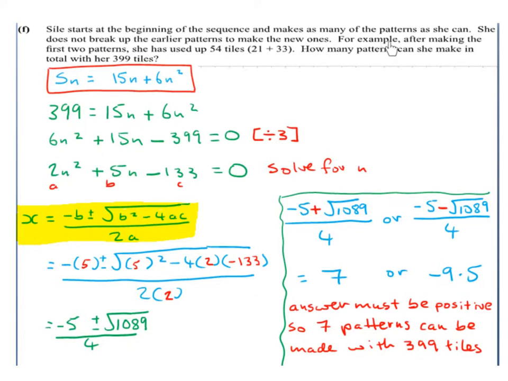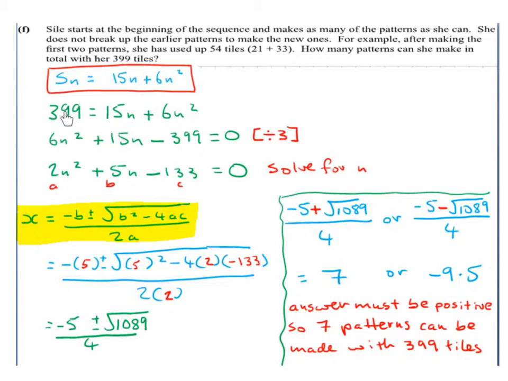For example, after making the first two patterns, she has used up 54 tiles because the first pattern had 21 tiles and the second one had 33, and 21 plus 33 is 54. How many patterns can she make in total with her 399 tiles? So we worked out this Sn formula from the previous question. So we said Sn is equal to 15n plus 6n squared. So we're going to swap Sn for 399 and we're going to solve for n.